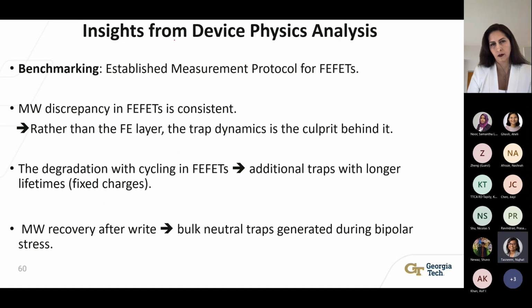So these are some of the insights that we got from our device physics analysis of FeFETs. So we were able to establish a measurement protocol, the 3-step measurement protocol, to determine the efficiency in practical FeFETs and benchmarking them. We also learned that the memory window discrepancy in FeFET is consistent, and rather than the ferroelectric layer, the trap dynamics is the culprit behind it. We saw that the degradation with cycling in FeFETs is caused by additional traps with longer lifetime. Also, the read after write delay in pFETs is possibly caused by bulk neutral traps generated during bipolar stress.